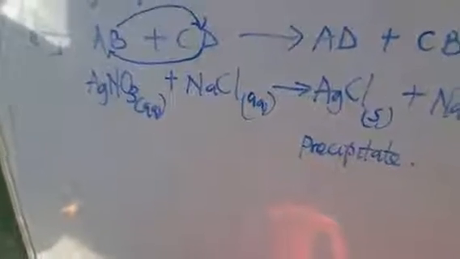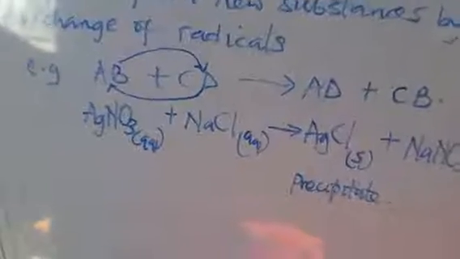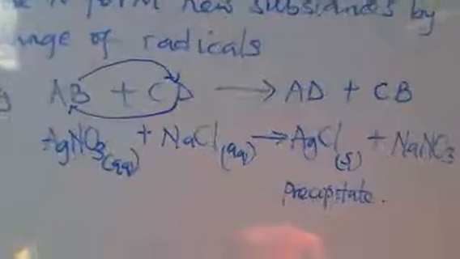A double decomposition reaction is used in the preparation of an insoluble or volatile compound, since it can be separated from the other substances in the reaction.